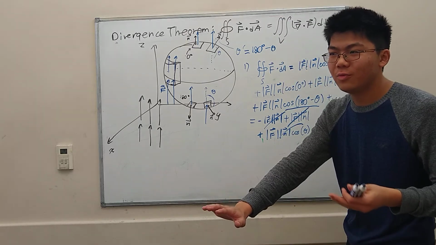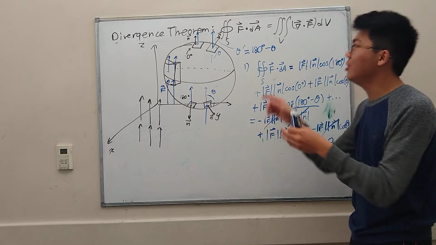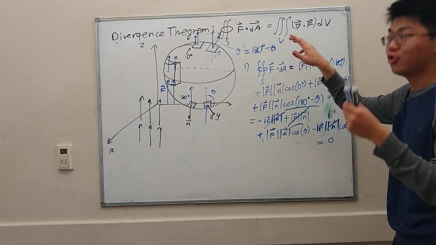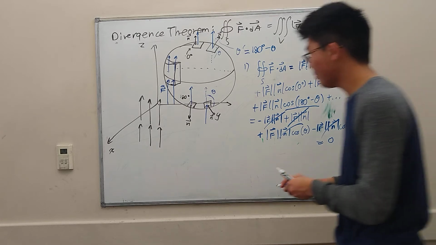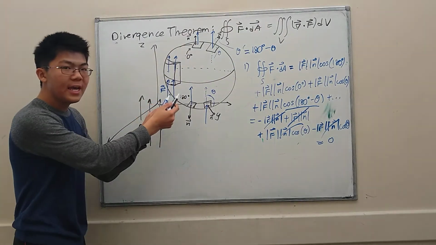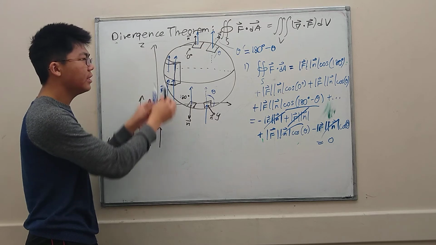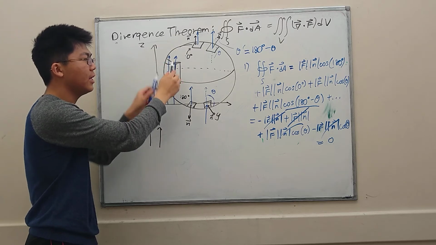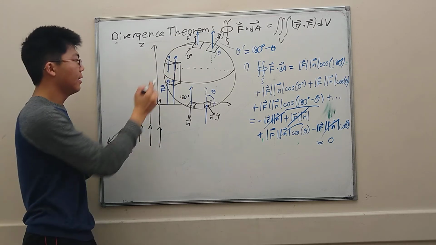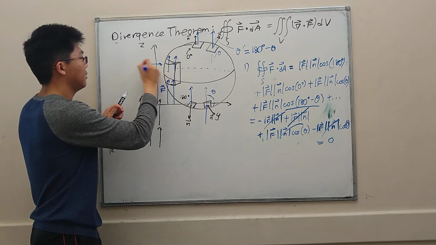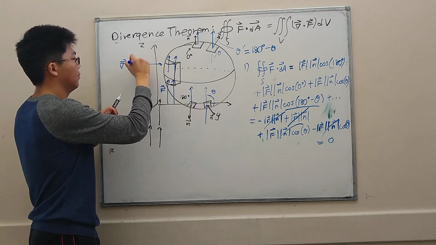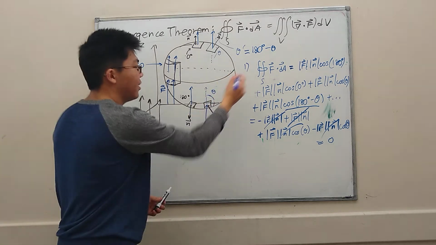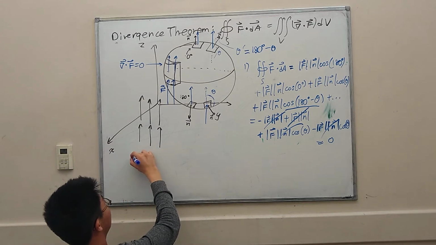Next, let's not use the surface integral method. Let's use the divergence theorem. So now we're going to take a triple integral over the volume too. In this case, notice how all the field lines are pointing into the sphere, and all the field lines are pointing out of the sphere here. So for this little block dV, its divergence of F is 0. So this is our first method. This is our second method.